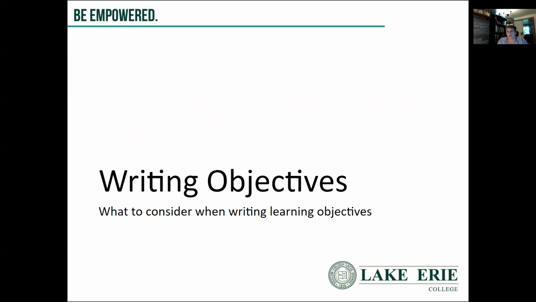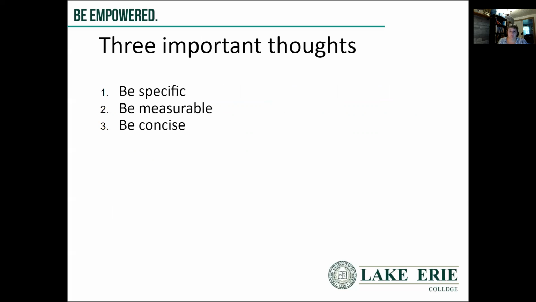All right, so what should we keep in mind about writing objectives? Well, there are three things that I think are important for us to remember. The first is to be specific, second is to be measurable, and the third is to be concise. So let's look at each of these one at a time and look at how we might revise a learning objective in order to make sure that it's specific, measurable, and concise.